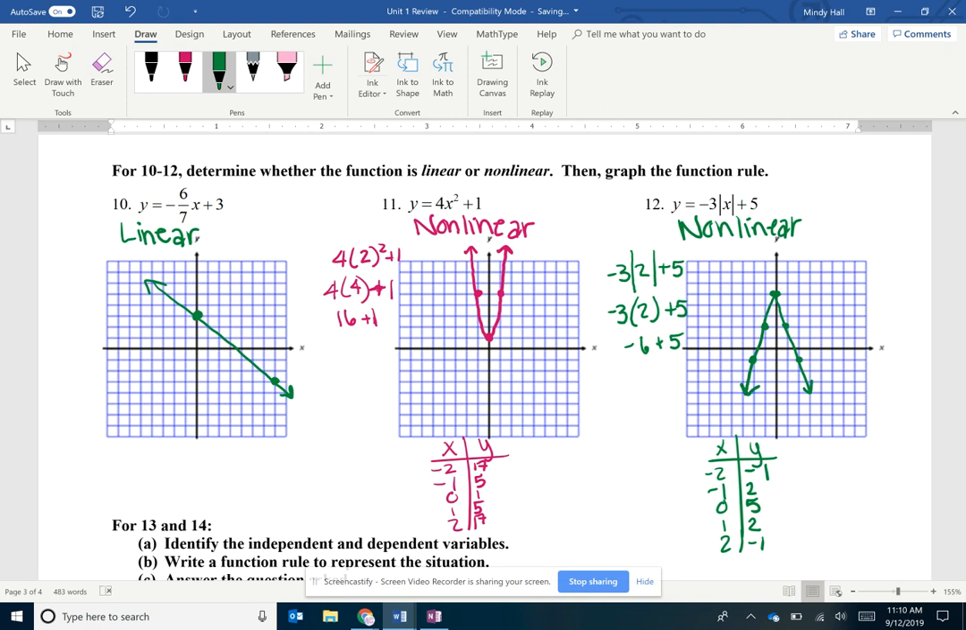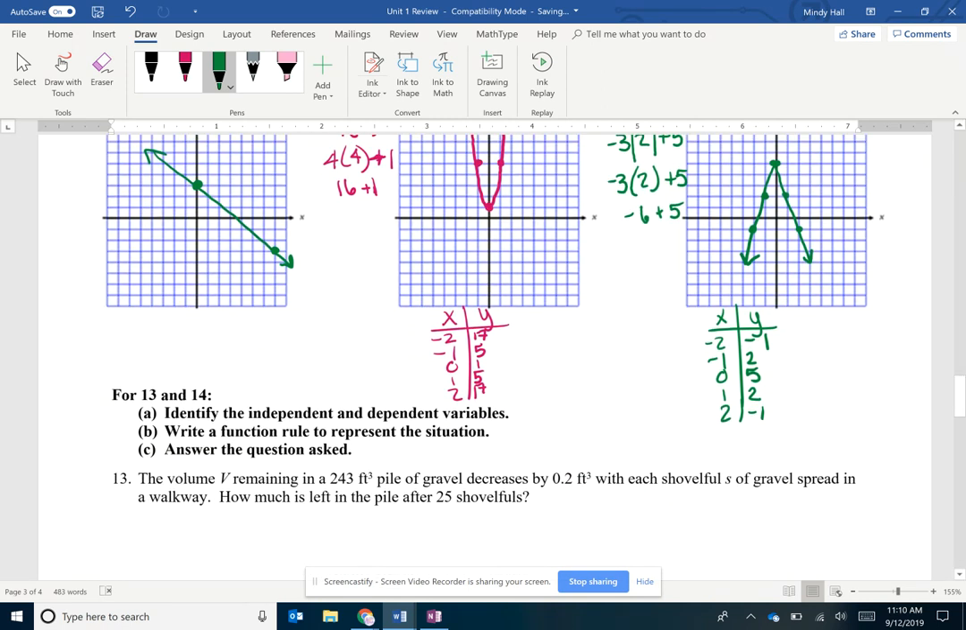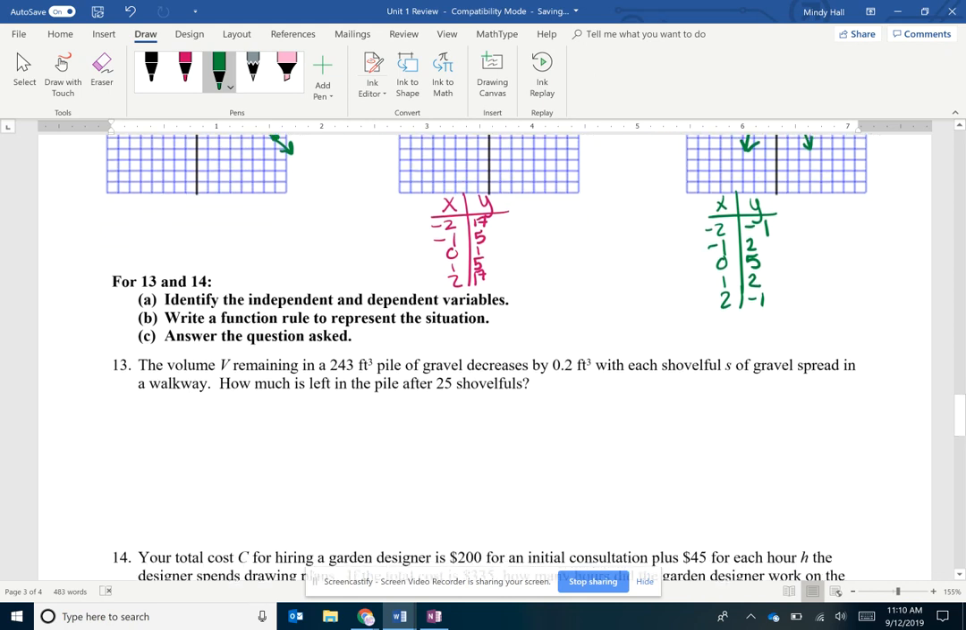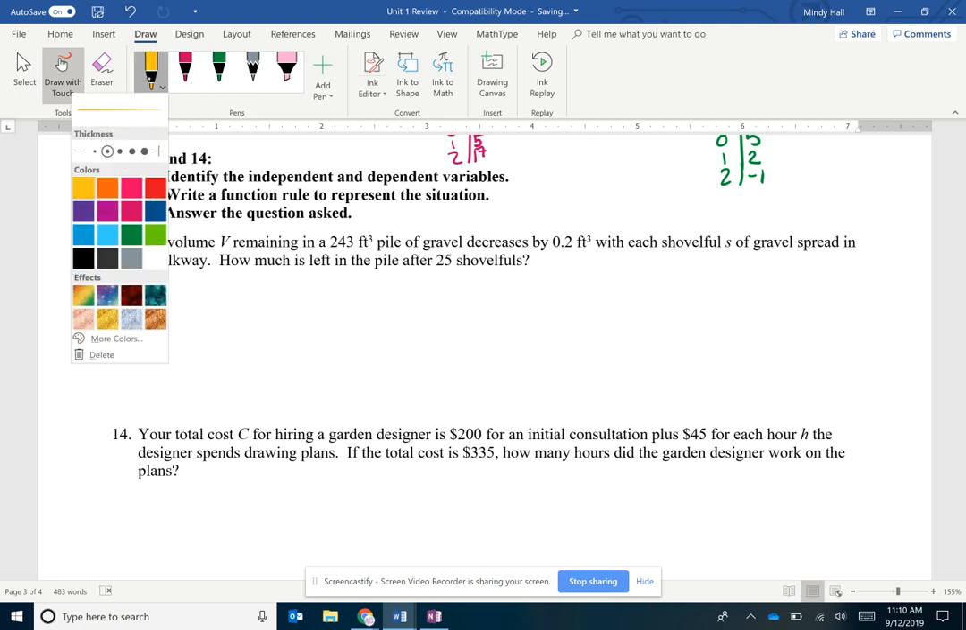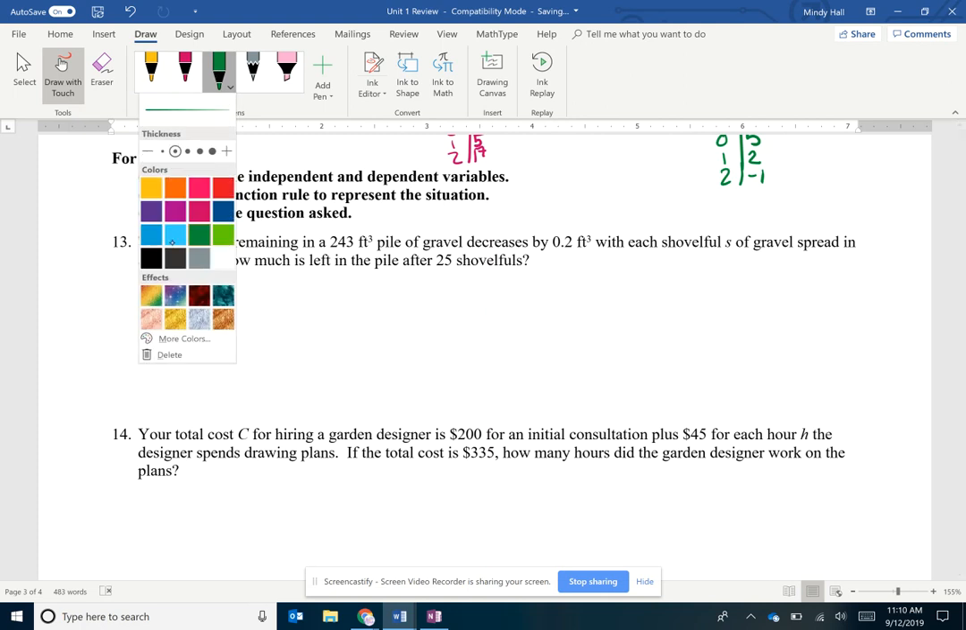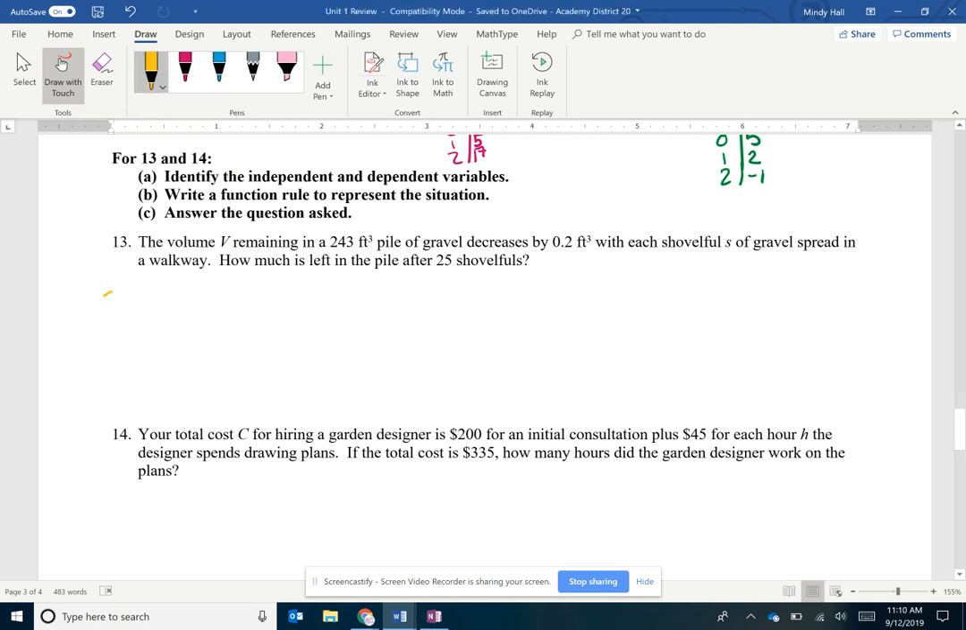And there you go. So then for 13 and 14, we want to identify our variables, write the function rule, and then answer the question. So with identifying these independent and dependent variables, and actually let's just pick another color and we'll just use all the colors. Why not? Okay, so 4A, our independent and dependent.